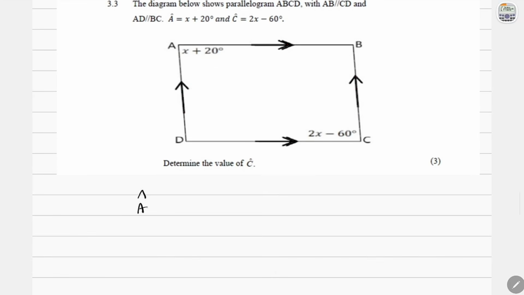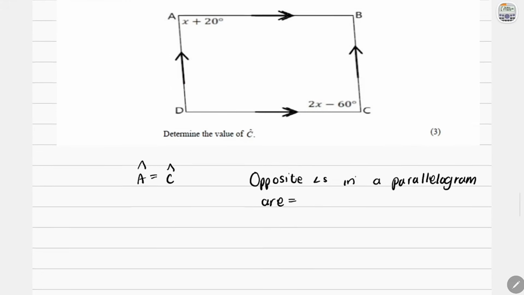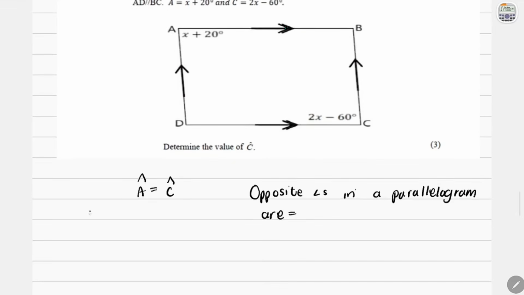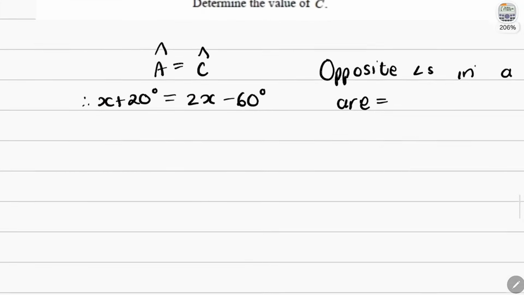So angle A would be equal to angle C, and we'll put down our reason. The opposite angles in a parallelogram are equal. So therefore, this means that x plus 20 degrees is equal to 2x minus 60 degrees, and we can just solve for this equation.